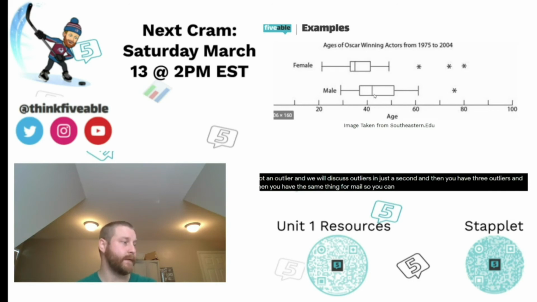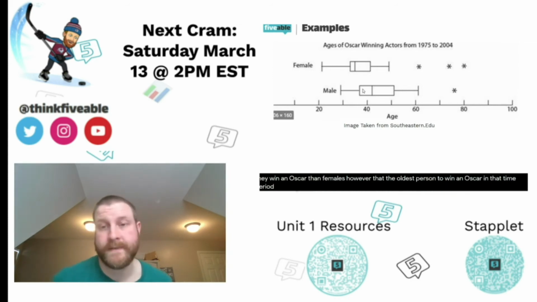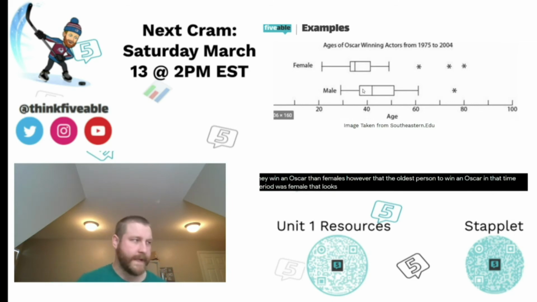So you can see that like the males are typically older when they win an Oscar than females. However, the oldest person to win an Oscar in that time period was female. That looks like around 80 years old. Okay, so definitely be familiar with that, and we will look at those in just a second.